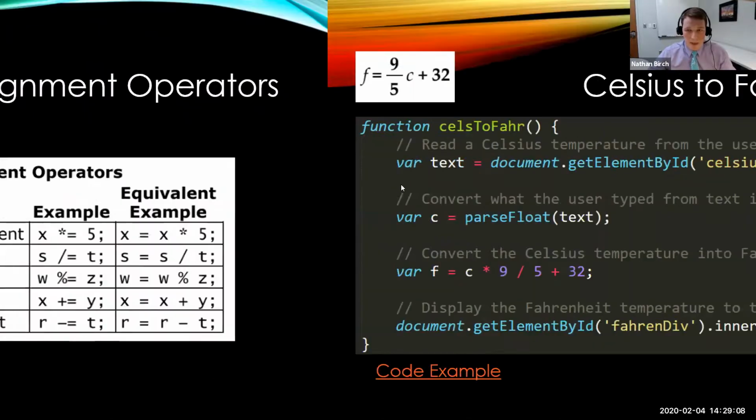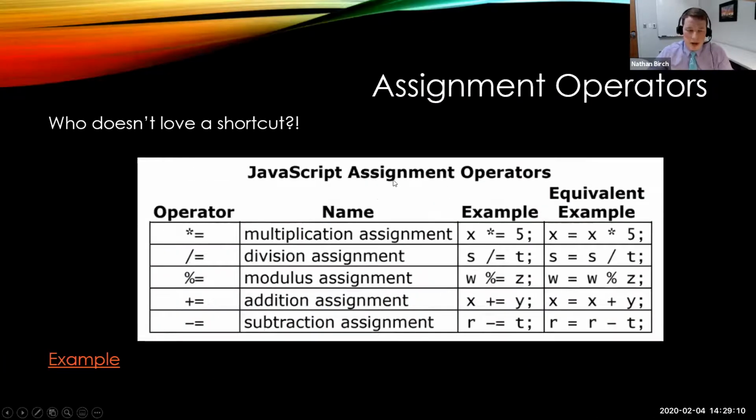Okay. Assignment operators. So we have a couple of shortcuts. A lot of times we want to just change the value of a variable. It's great when I just want to make a new variable and assign a value to it, but a lot of the time I'm going to want to change a variable that already has a value.